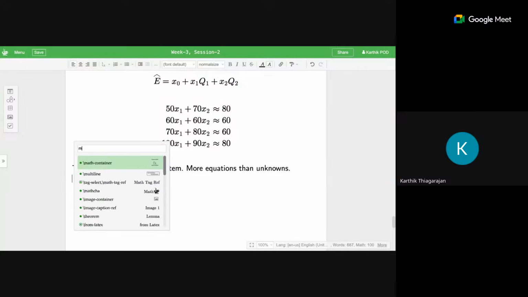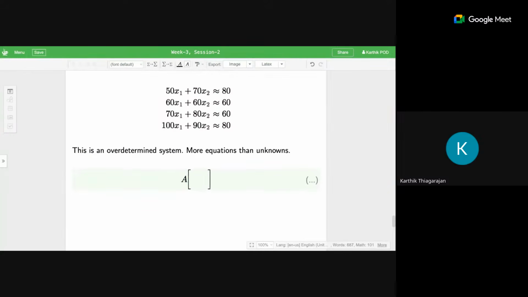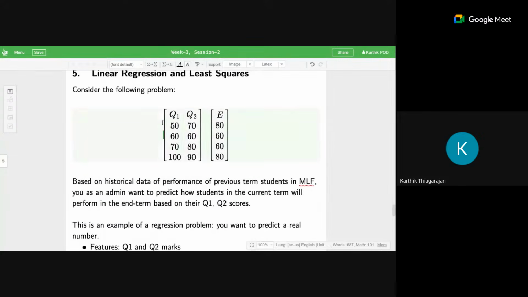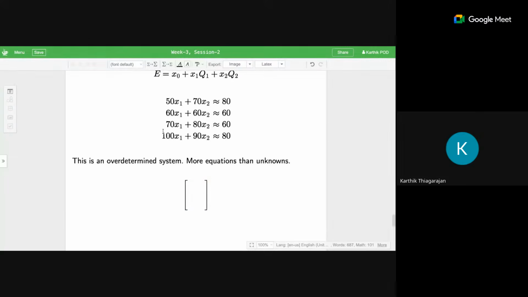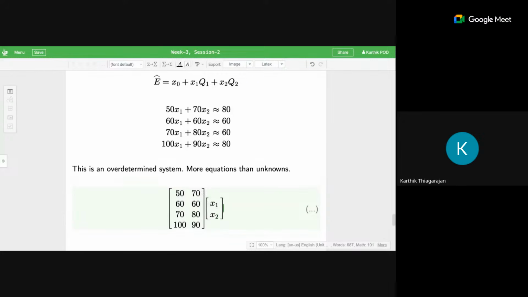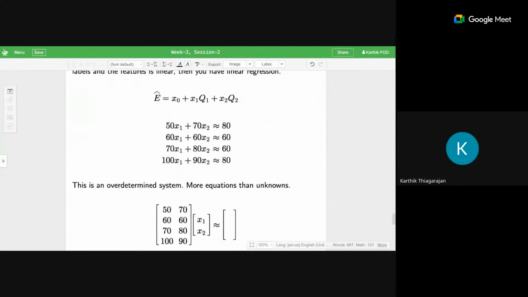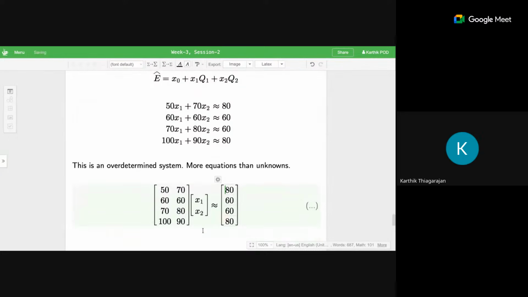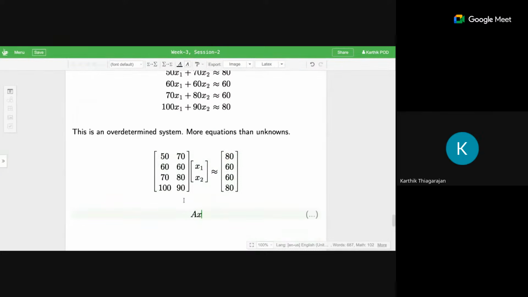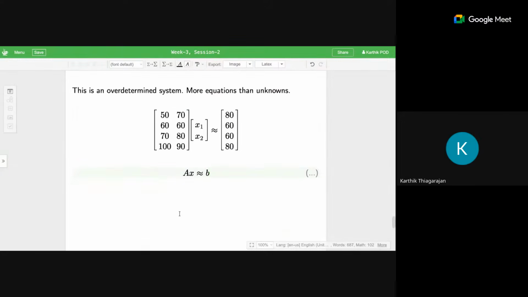So this will be a case of A. I'll just copy this because this is directly there with me. This is the typical case of AX approximately equal to B that I was talking about. So what will X be here? Just this X1, X2, approximately equal to this vector. Okay, this vector I'll copy once again. So this is nothing but whatever we have been seeing so far: AX approximately equal to B.